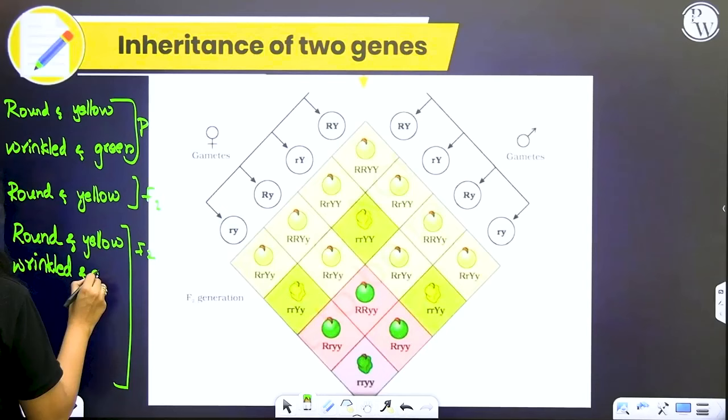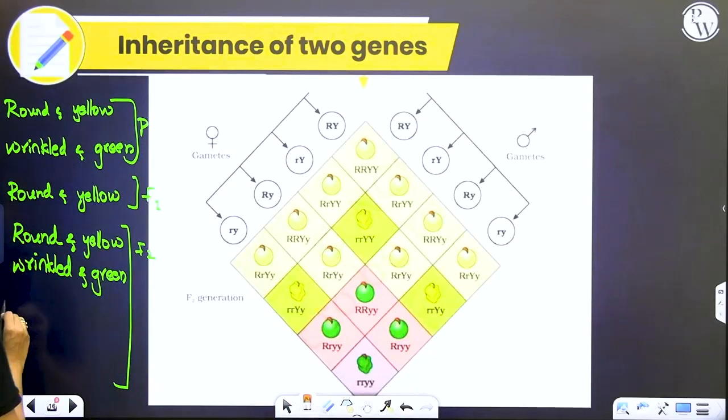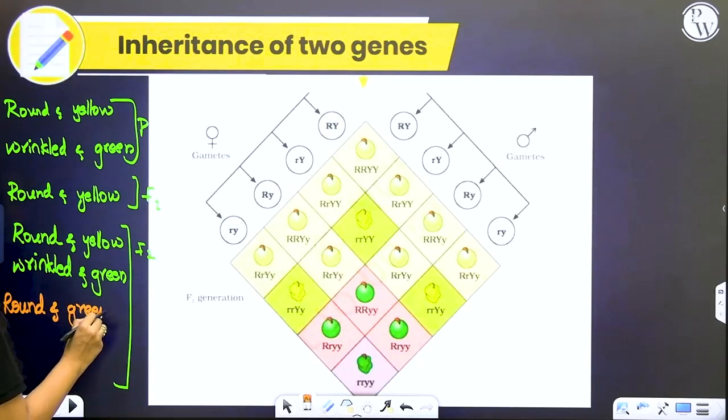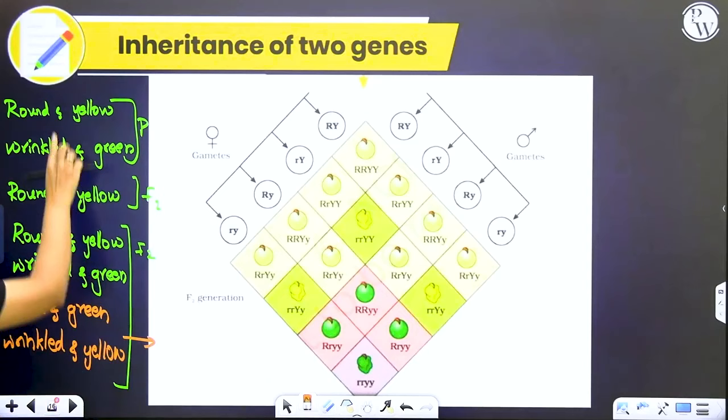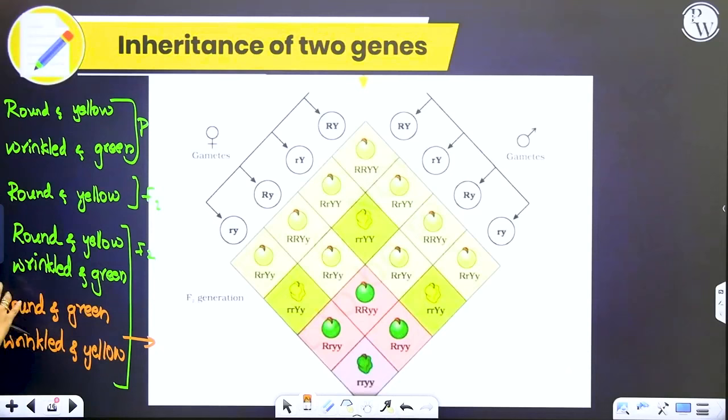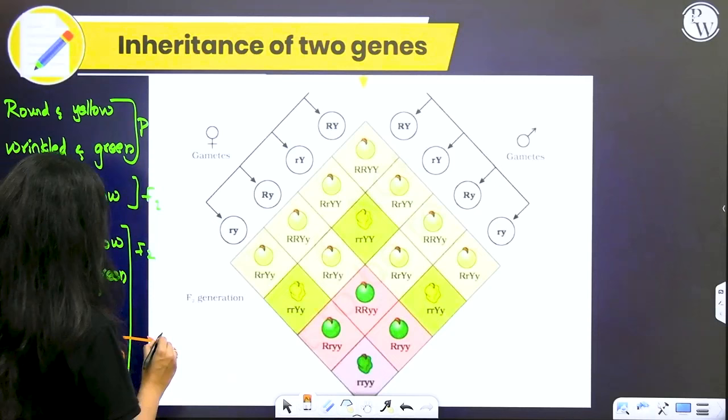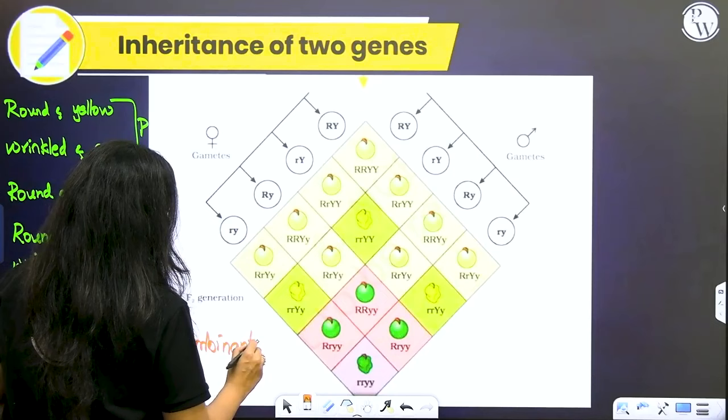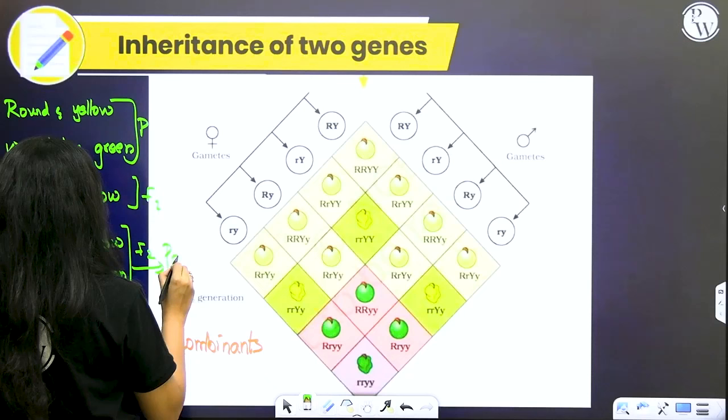and you have round and green, wrinkled and yellow. These two are new combinations. In the parents, anywhere before, you've not seen this combination. Round with green, wrinkled with yellow, you've not seen it before. All you've seen is round with yellow, wrinkled with green. In the F2 generation, he obtains new combinations. He calls them recombinants. And whatever combinations were there in the parental generations from the beginning, they are called the parental types.